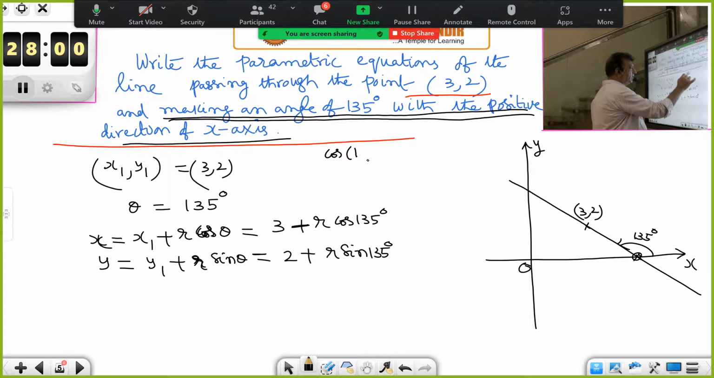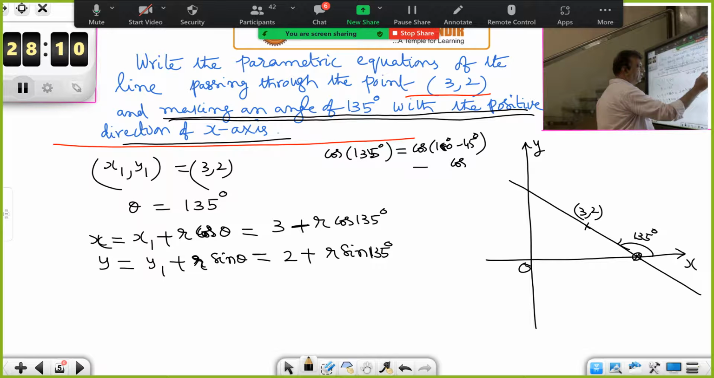Cos 135 is cos 180 minus what? 45, sir. Angle around x-axis, so cos only, cos 45 only. But is it plus cos 45 or minus cos 45? Minus, sir. Minus cos 45. So what is the value of minus cos 45? Minus 1 by root 2. Come on. So 3 plus r into minus 1 by root 2. So that means minus r by root 2.